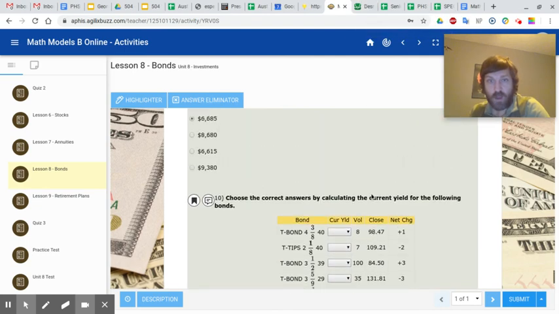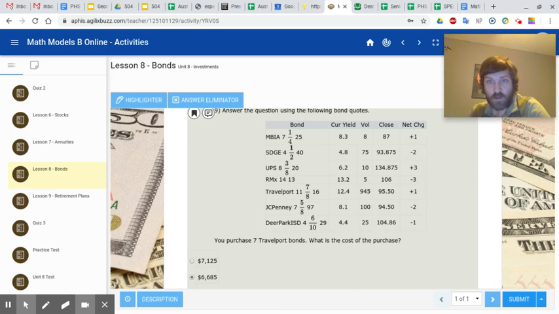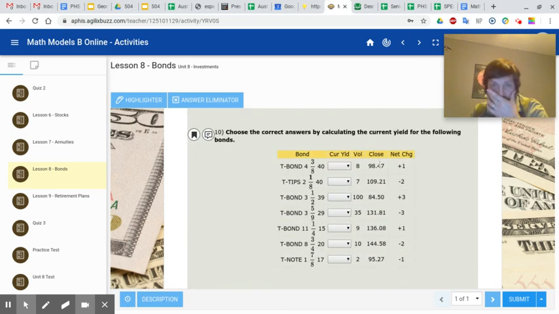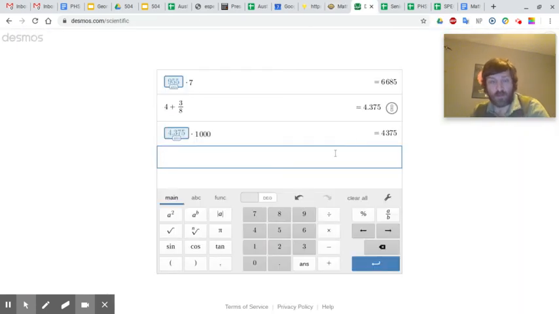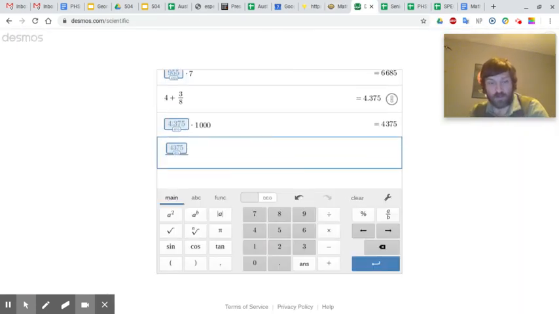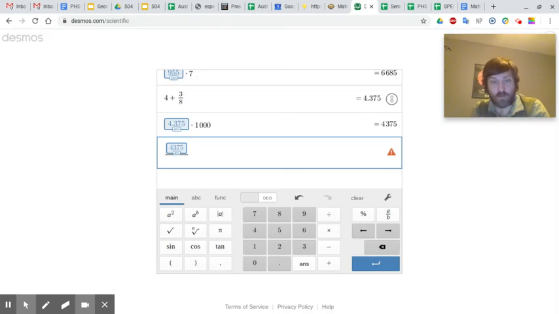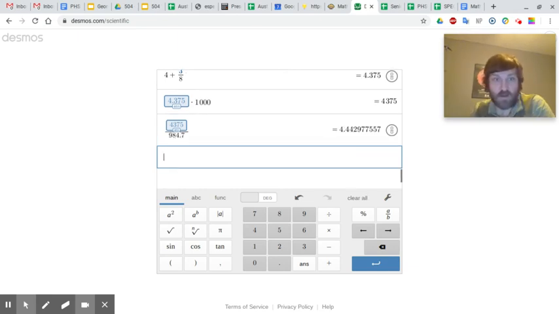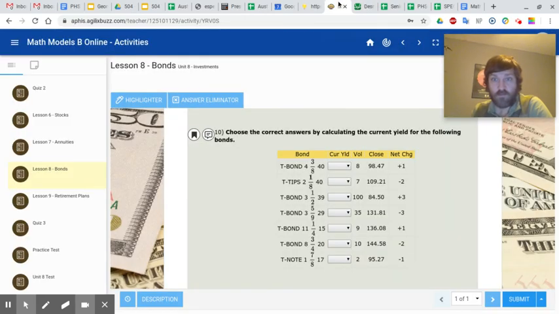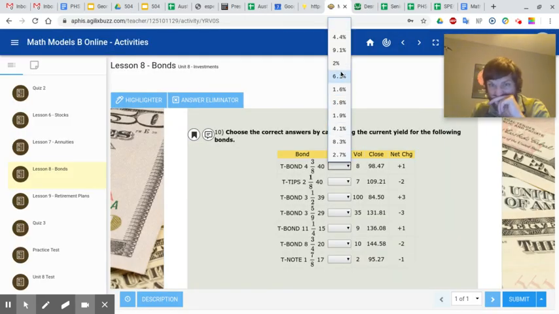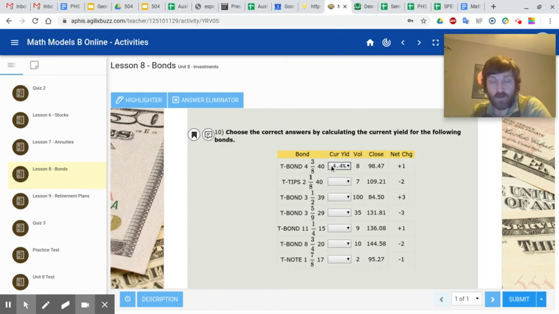And we're going to divide, rather, by the close, which remember we need to adjust by 10. Answer divided by the close, which was 98.47. And that's going to be adjusted by 10. So I'm going to do that decimal there, 984. I get 4.44. And there it is, 4.4% is the current yield.